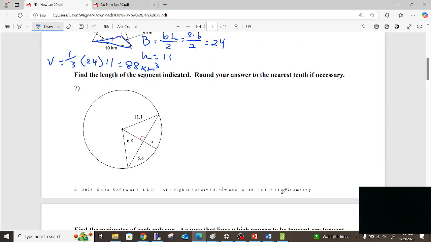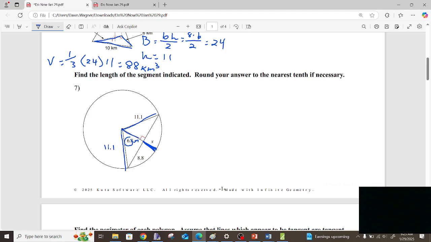Now find the length of the segment indicated. Round your answer to the nearest tenth if necessary. On the test, if you are confused about what pieces they're talking about, please let me know, because I know these are labeled kind of goofy. So this 6.8 is for this right here. You are looking for this X here. Do you know about all radii of a circle? They're the same length, right? They're congruent. So if this is 11.1 here, this is also 11.1 here.